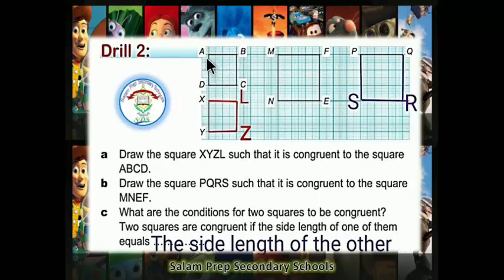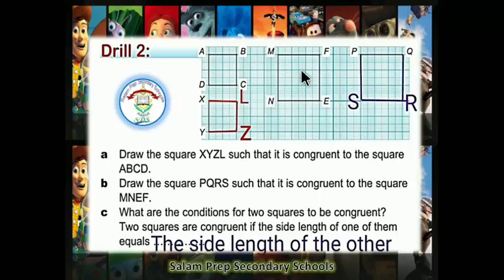Look, square A, B, C, D, the side length is equal to 2 centimeters. Side length of AB equal to 2 centimeters. 1, 2. So, if we want to draw a congruent square, we need to draw the same side length, 2 centimeters. So XL will be 2 centimeters. All sides of the square have the same length, 2 centimeters.